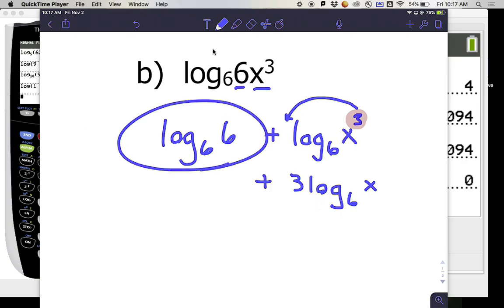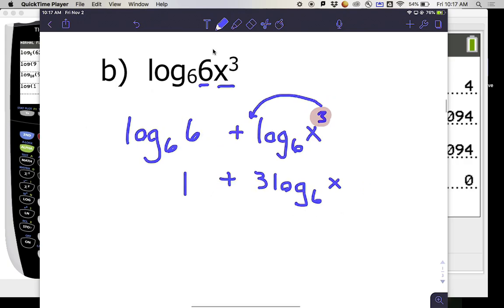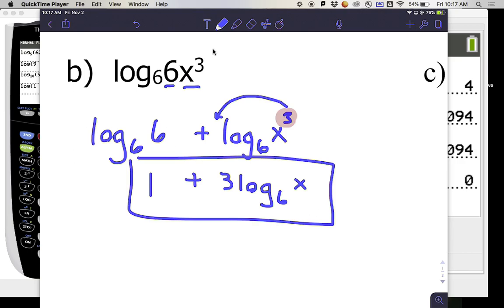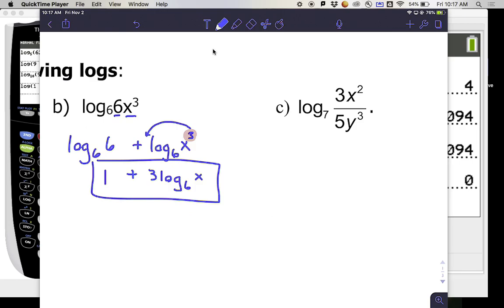Now this one's actually kind of a special case. Since we have log base 6 of 6, we can actually simplify that. Whenever that happens, our log property says that simplifies down to 1. So to get full credit on something like this, this would be 1 plus 3 log base 6 of x. Most of you will get pretty close to full credit if you left it as log base 6 of 6, but simplify that down to 1 if possible. That's only if the base is the exact same thing as the number. Most of the time that won't happen.